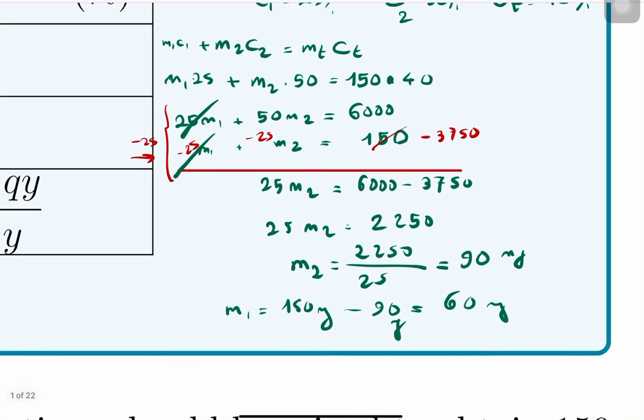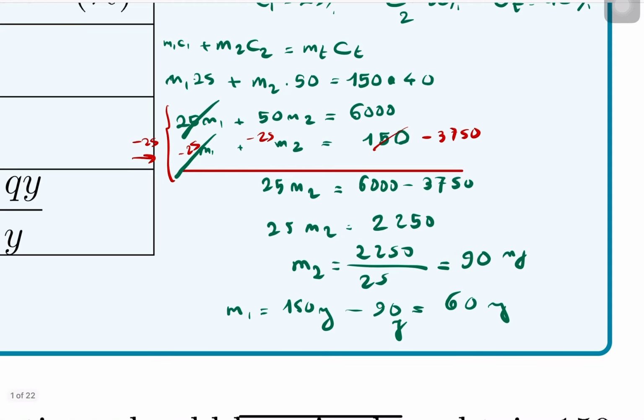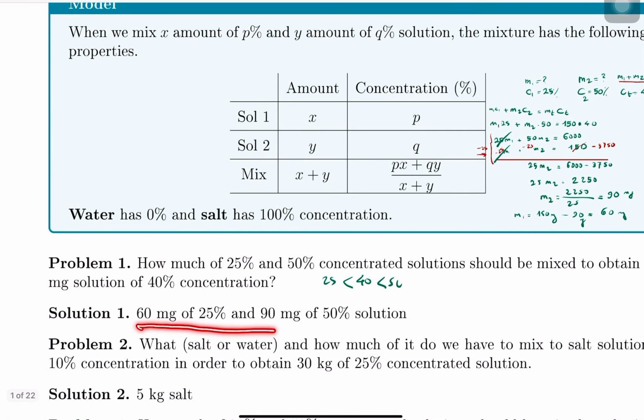Now I know M2 is this number divided by this number, it will be 90 milligram. But I know the total is 150, and if I do 150 minus 90, it will be 60. It is question one, and the result you can also see here, and what we do is true.